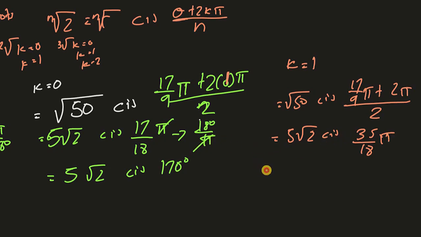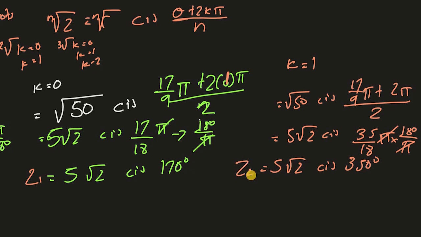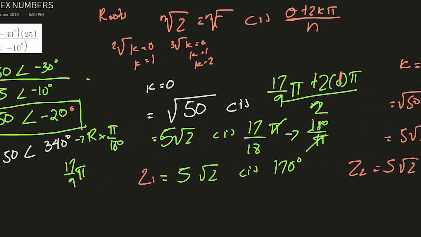You can use that as the final answer, but it's better to convert it to degrees, so 180 over pi. Cancel pi. So 5 square root of 2 CIS, 35 times 180 divided by 18 is equal to 350 degrees. CIS 350 degrees. So these are our roots. That's Z1, this is Z2. So we have two roots.